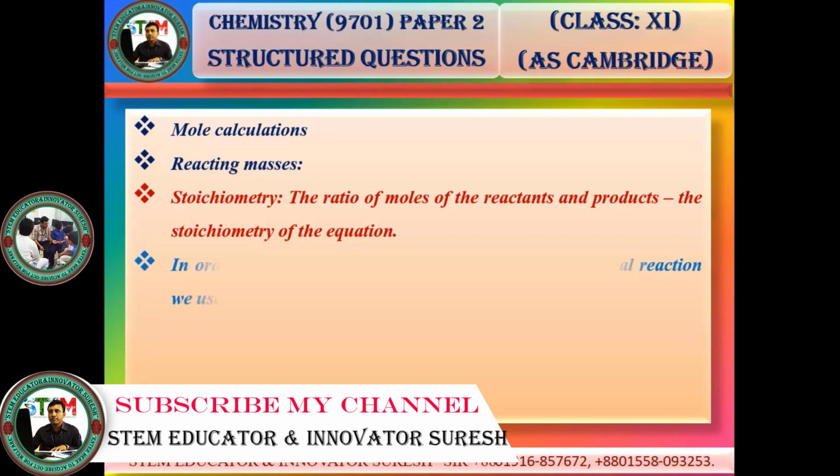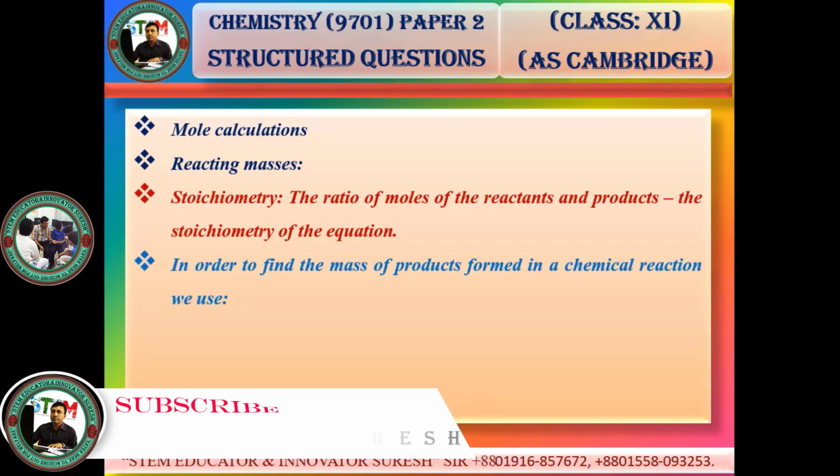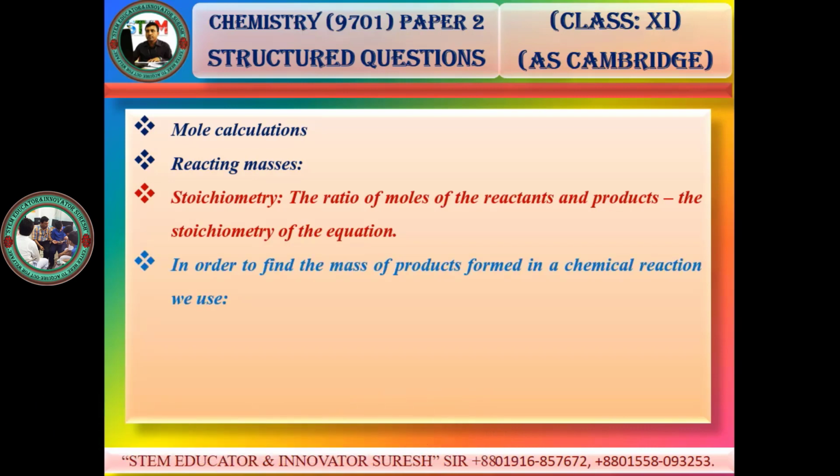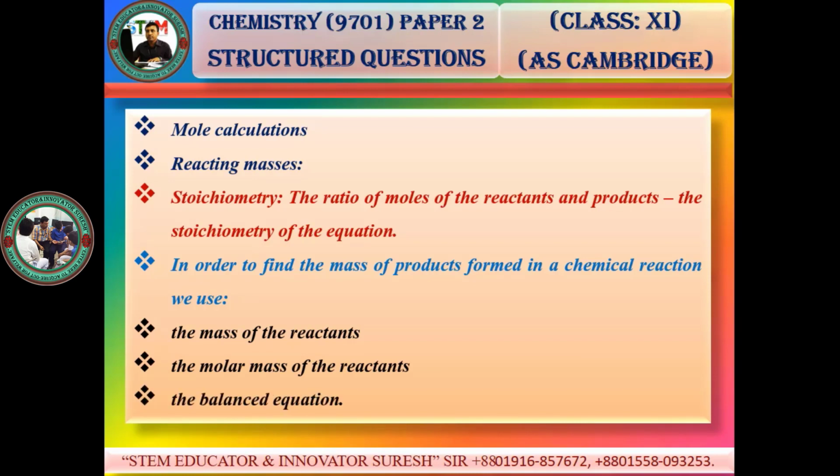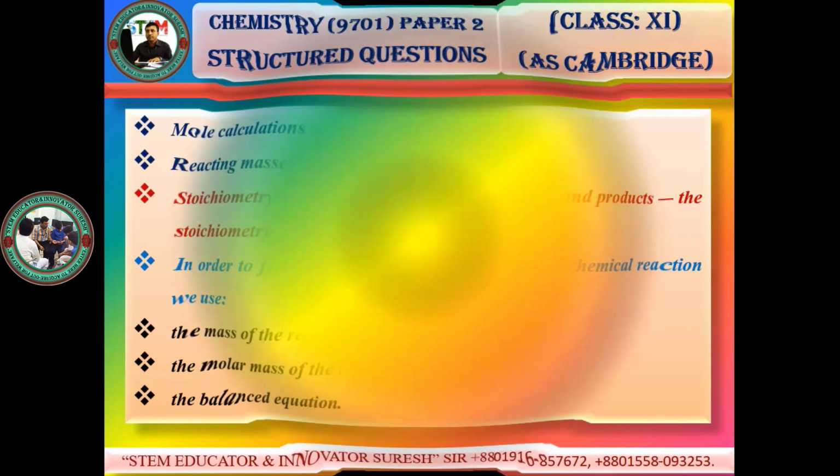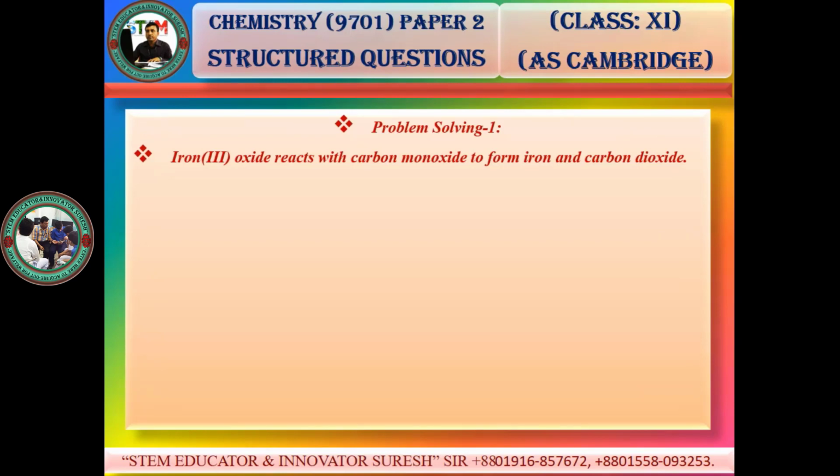Okay, so look at this. In order to find the mass of products formed in a chemical reaction, we use the mass of the reactants, the molar mass of the reactants, and the balanced equation. Don't forget it. These three things are very important to find out the mass of products formed in a chemical reaction. We want to solve a problem based on the discussion we already did, and it is problem solving 1.